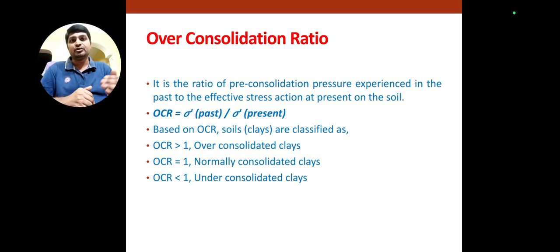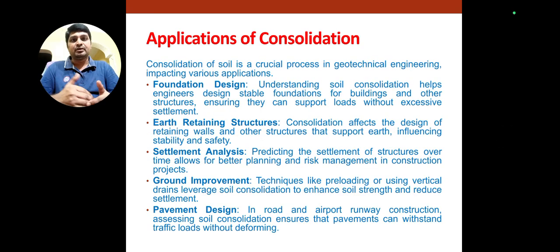OCR equal to 1 is normal consolidated clay. If the OCR is less than 1, it is under consolidated clay. These are the three different kinds of values we will have: over consolidated clays, normal consolidated clays, under consolidated clays. OCR is more than 1, OCR is equal to 1, OCR less than 1. That is the three different kinds of differences we are observing here.